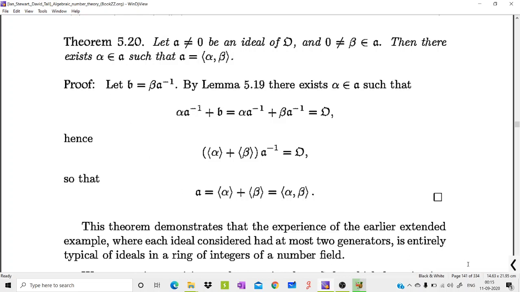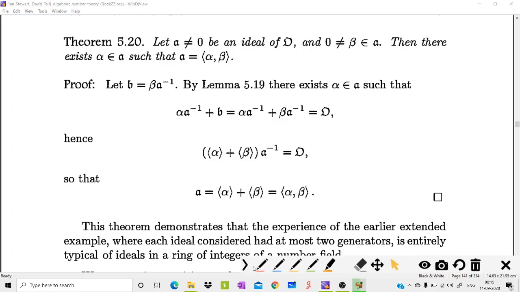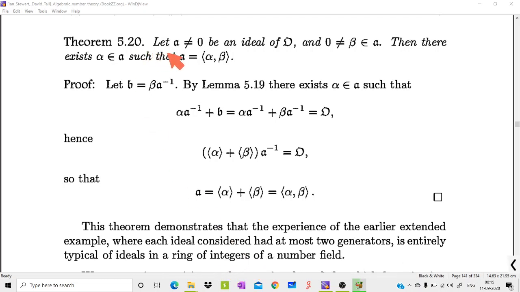In this video, we will prove theorem 5.20. We will prove this theorem using the lemma that we proved in the previous lecture. So we start with: let A be a non-zero ideal. This shows that every non-zero ideal has a generating set with two elements. Two elements can generate every non-zero ideal of O.